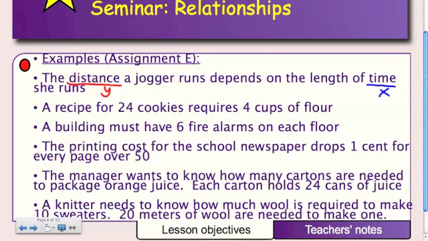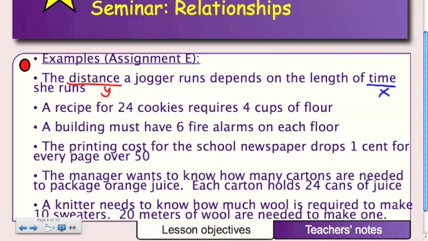Okay, a recipe for 24 cookies requires 4 cups of flour. So what would I plot on my x-axis? What would I plot on my y-axis? Think about if you were going to put this in a graph. What would you do? So, can I only make cookies with flour? Are cookies the only thing I can make with flour? Is flour dependent on the recipe?